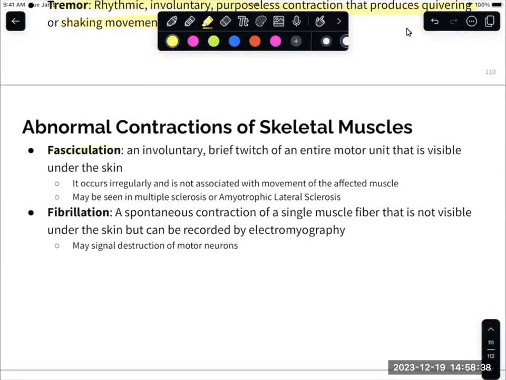A fasciculation is an involuntary brief twitch of an entire motor unit that is visible under the skin. It's not associated with movement of any affected muscle. It can be seen in people with multiple sclerosis or amyotrophic lateral sclerosis. And fibrillation is a spontaneous contraction of a single muscle fiber that's not visible, but it can be recorded. Could be caused by the destruction of motor neurons that are going to that muscle group.